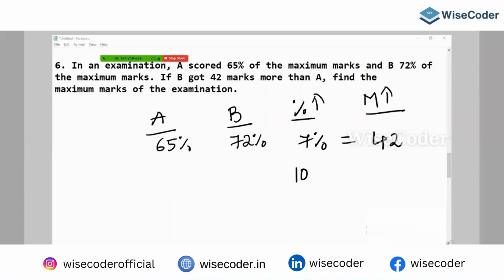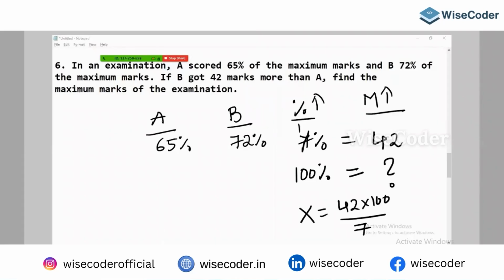He is asking maximum marks. Maximum marks is always what percent? 100%. Then 100% equals what? Calculate the value. x equals 42 into 100 by 7. 7 sixes are 42, so 6. So x equals 600. Okay. Let's go to the next question.